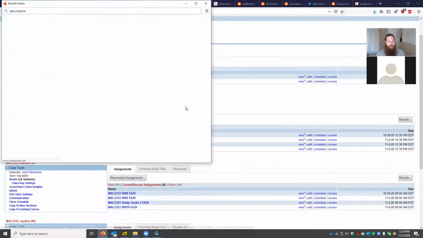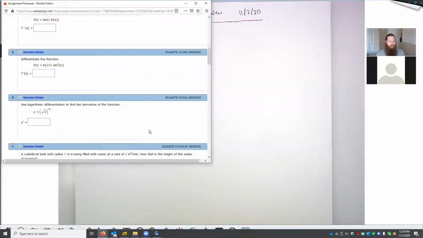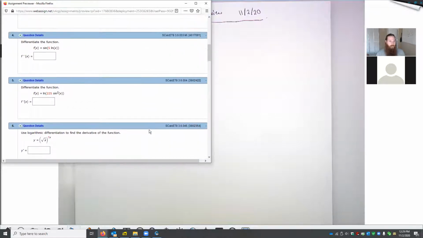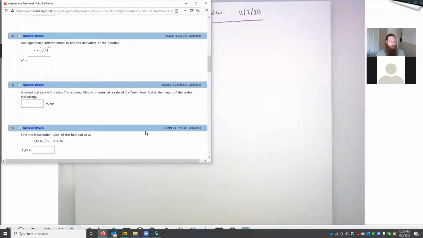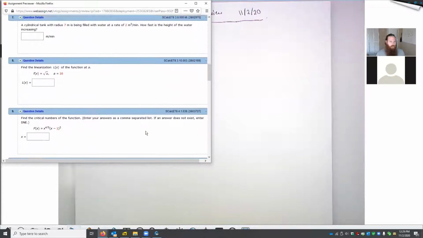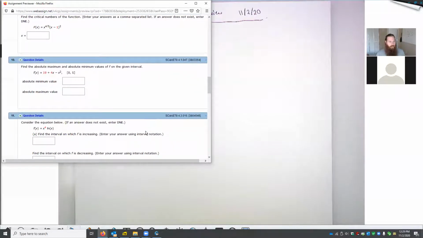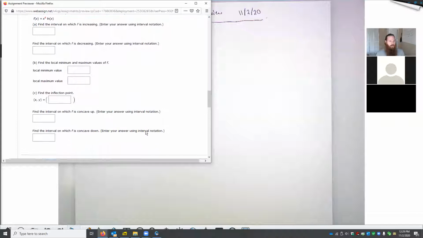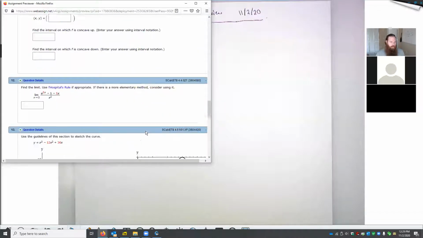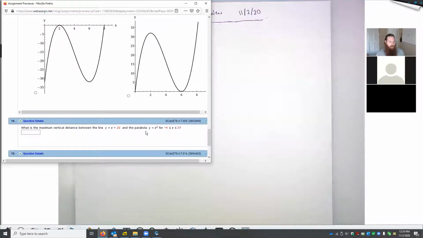Pop up the study guide. Okay, down to number 6. So logarithmic differentiation is the heart of 6. 8 is a linearization problem. 11, we're trying to find where we're increasing, where we're decreasing, local mins, inflection points, intervals of concavity. And 14, trying to find max distance between a line and a parabola.